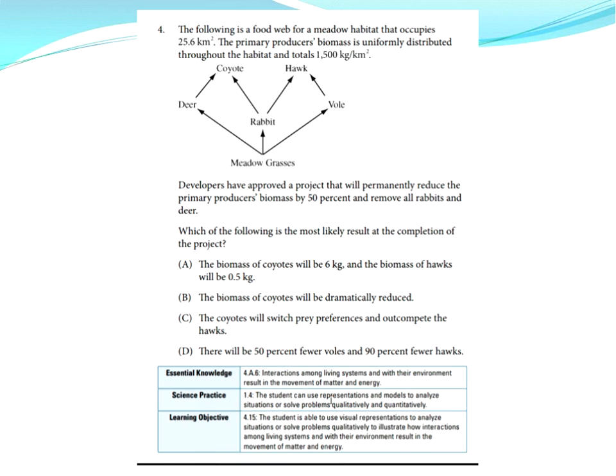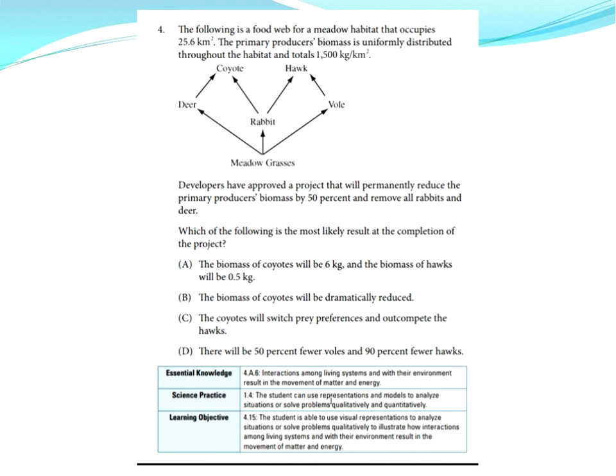B. All right, so yes, very good. B is correct. The biomass of the coyotes will be dramatically reduced, and the reason for that is the deer and the rabbit are gone. So its main source of food is gone.